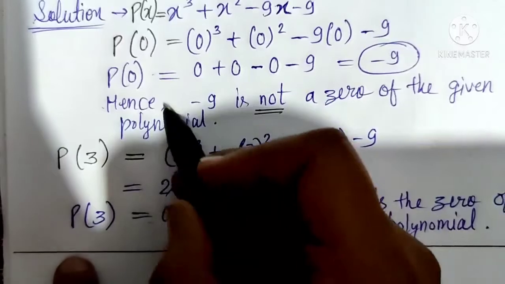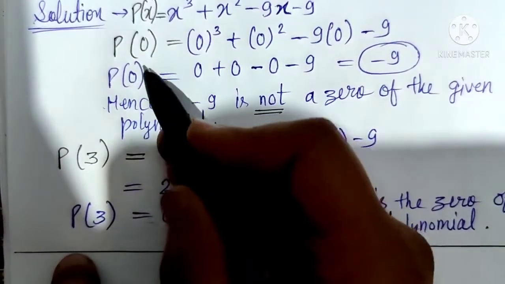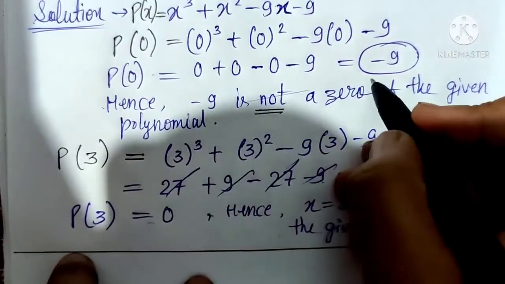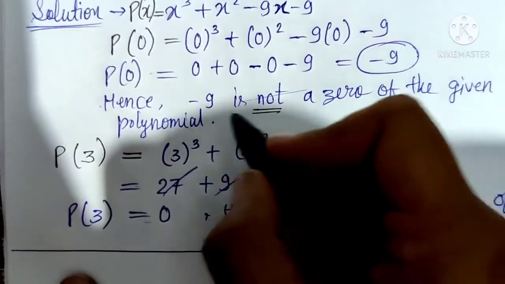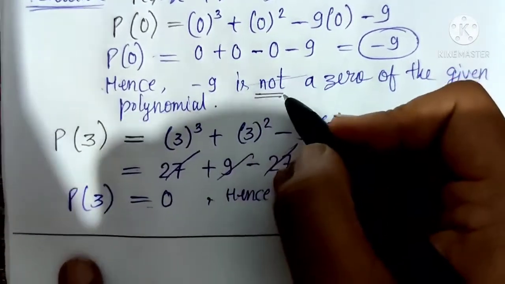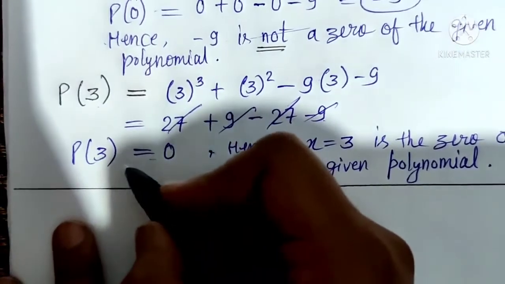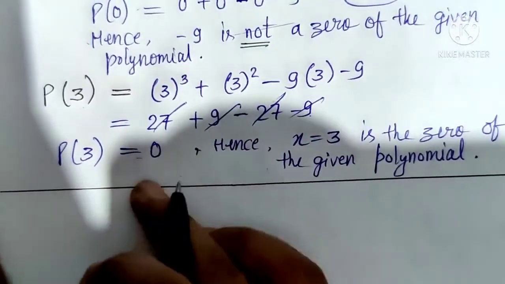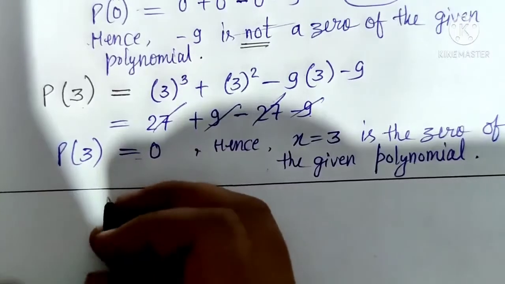So students, we have seen that when we put the value x = 0, its value is coming minus 9, which is not equal to 0. So when we put 0, it is not coming equal to 0. But when we put the value x = 3, the equation is coming equal to 0. Now one more value we have to put, that is minus 3.